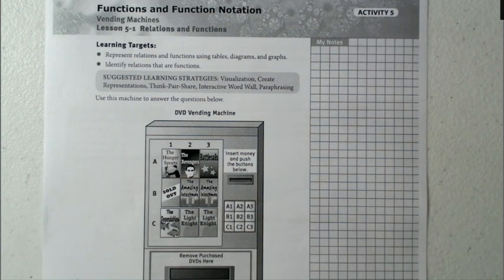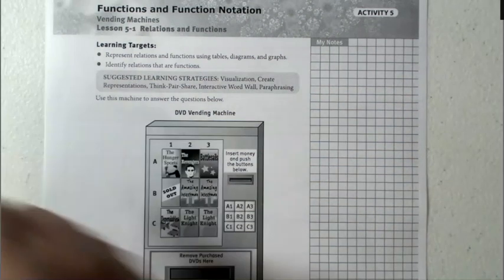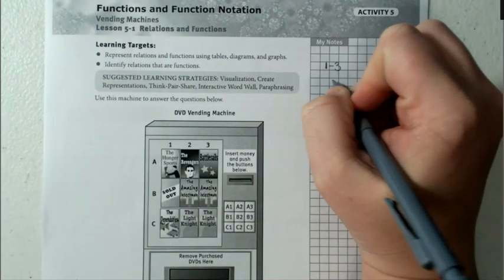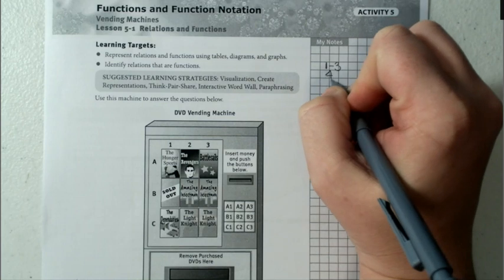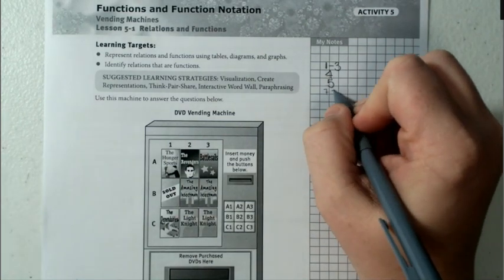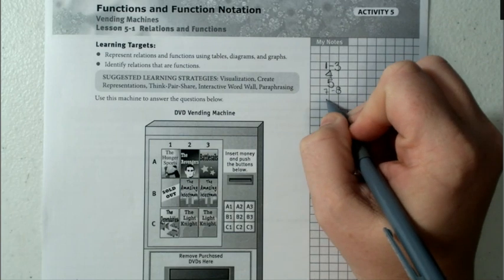Today we will be covering Lesson 5-1 on relations and functions. Today's lesson will be chunked into 5 separate sections. We're going to be covering questions 1 to 3, question 4, question 5, 7 to 8, and 9 to 12.